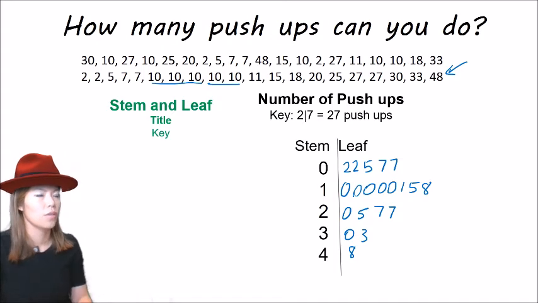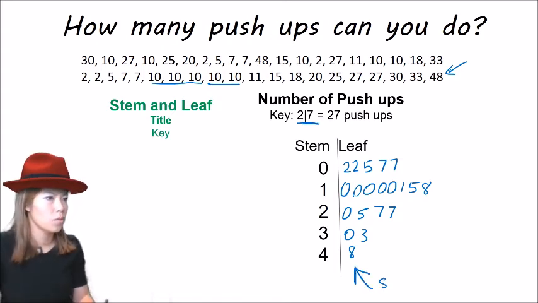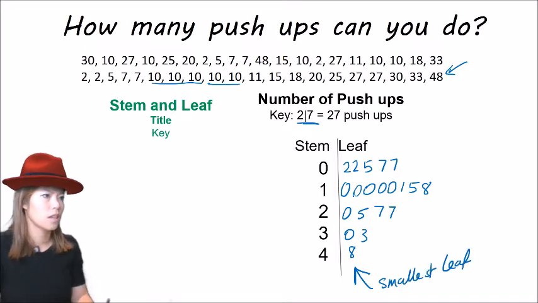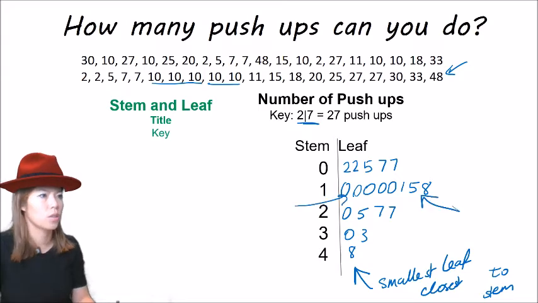So that's how you do a stem and leaf plot, and that's how you read them. Remember, it's always the smallest leaf that is closest to the stem. See the smallest leaf here, 10, and the largest one, 18 over there.